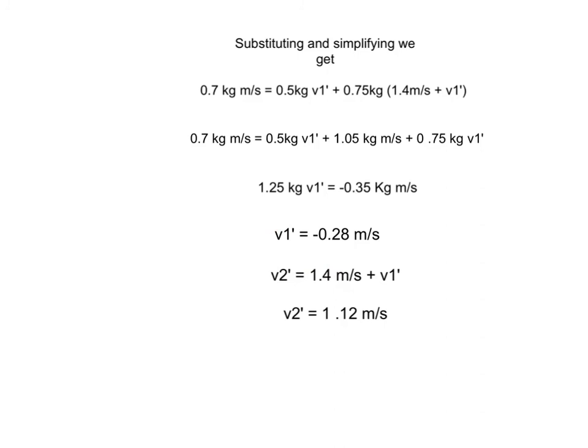So that actually means, by the way, that sphere 1 bounced back this direction because the sign of the velocity is negative. Okay, v2 prime, meanwhile, is 1.4 meters per second plus v1 prime. So substituting this in here, v2 prime ends up to be 1.12 meters per second, and we've solved the problem.